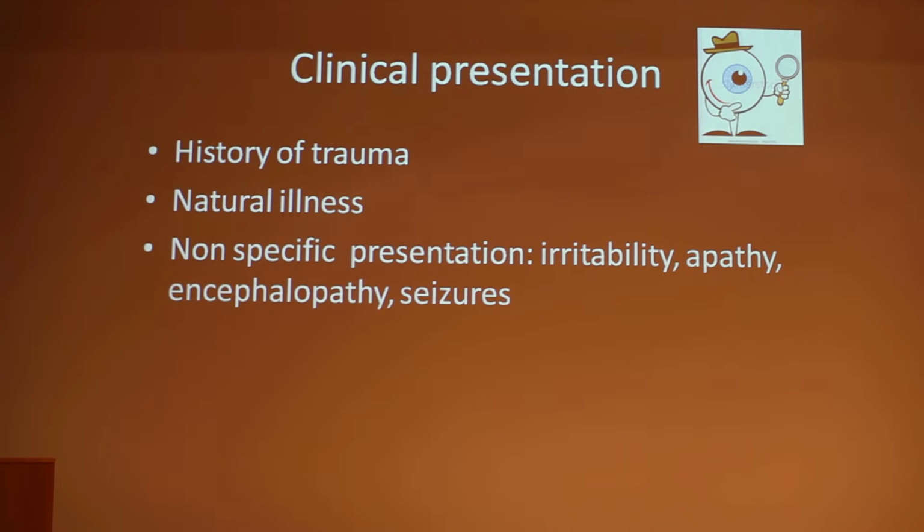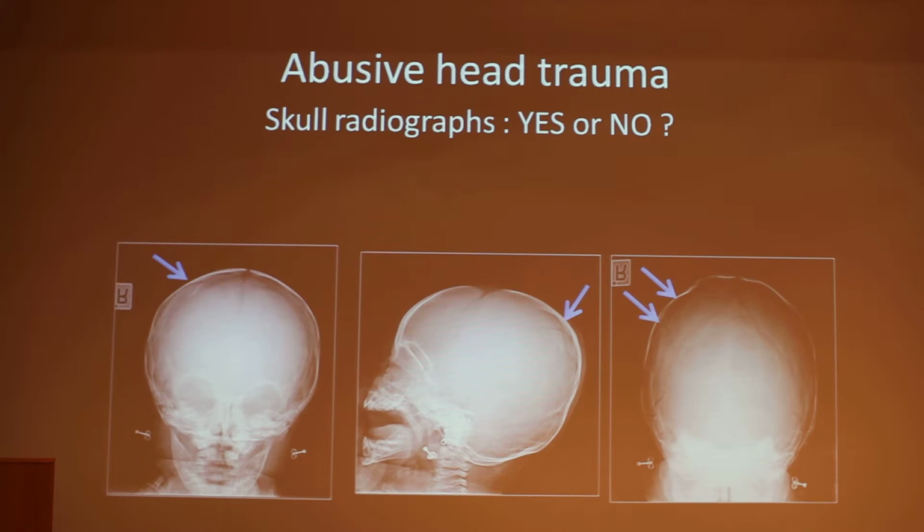So how do these children present clinically? They may come with some history of trauma. In other instances, they come for the evaluation of non-specific neurological signs, and so our working diagnosis is to rule out encephalopathy, encephalitis, and metabolic diseases. Now let's say this 5 month old girl comes in with a history of trauma. Should we do a skull radiograph, yes or no?